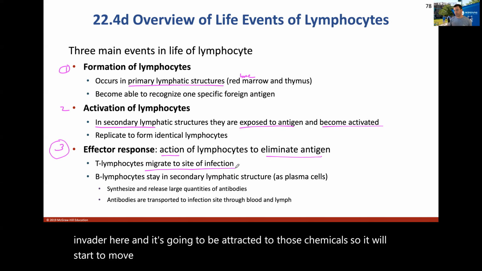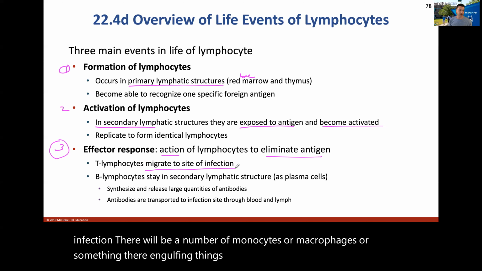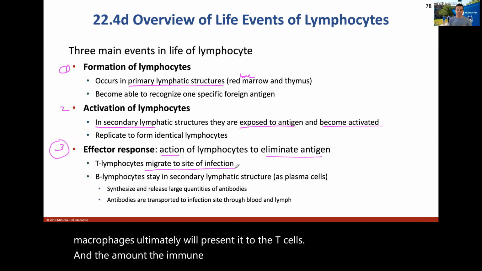And T lymphocytes, they'll migrate to the site of infection. There'll be a number of monocytes or macrophages there engulfing things, trying to kill, but can't do it. So those macrophages ultimately will present it to the T cells, and they'll mount the immune response, killing the foreign invader, and then they themselves cease.